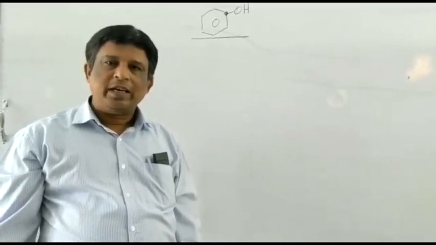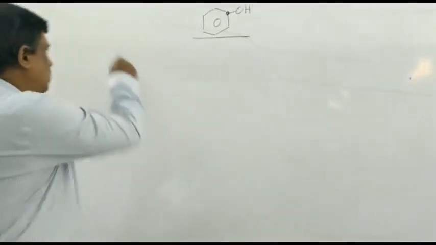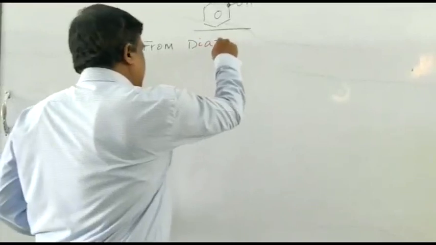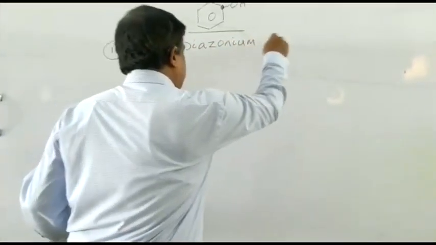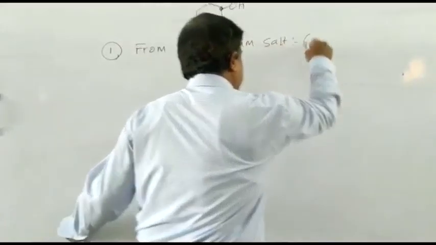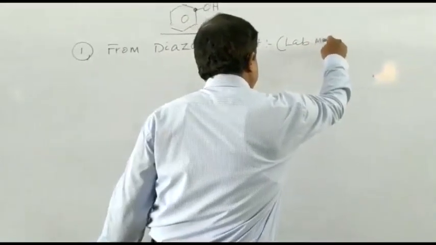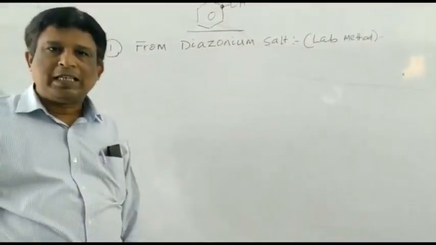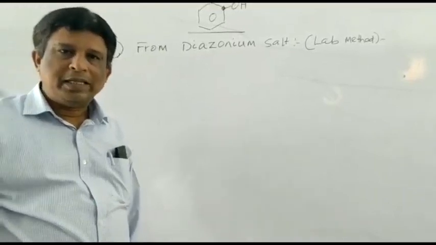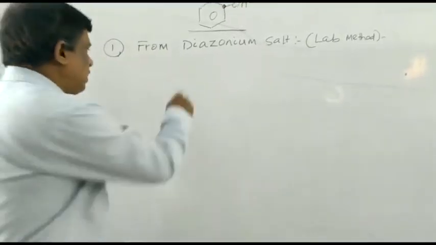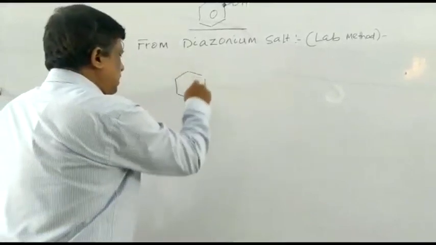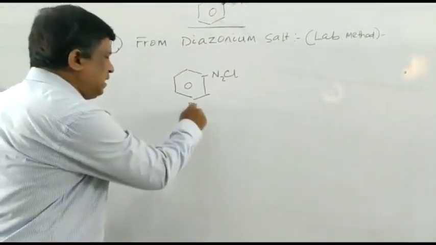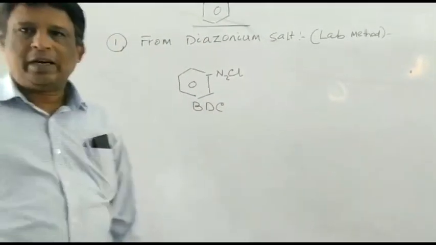First method is from diazonium salt. It is also the laboratory method of preparation. A suitable example of diazonium salt is benzene diazonium chloride, represented by the formula C6H5N2Cl. Its name is benzene diazonium chloride.